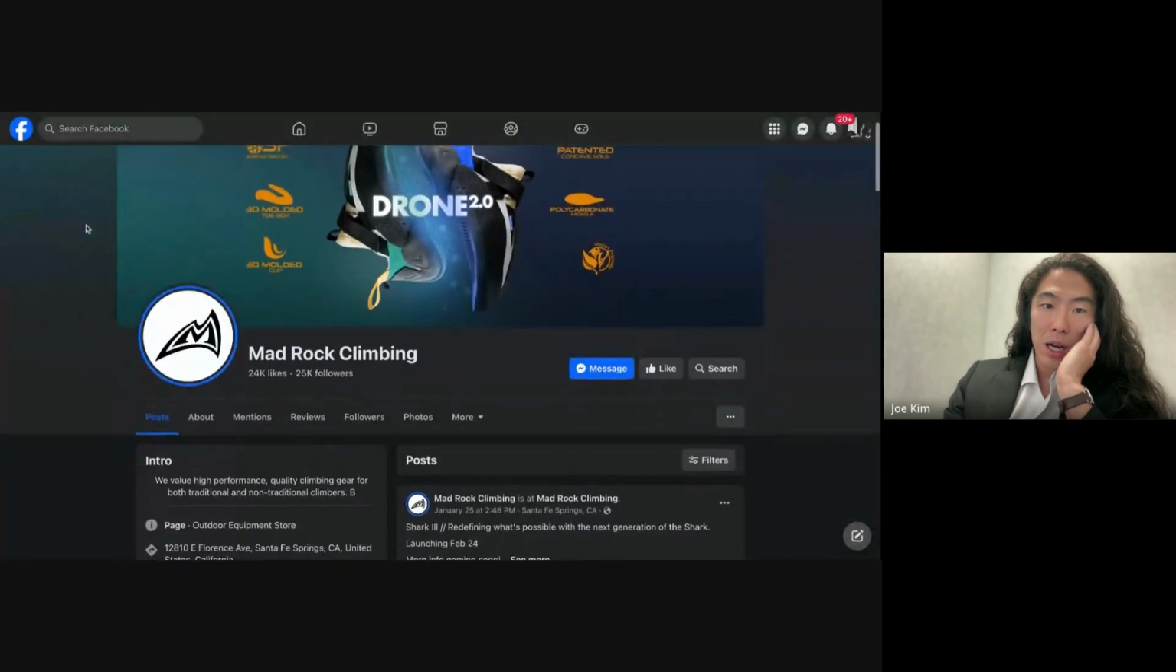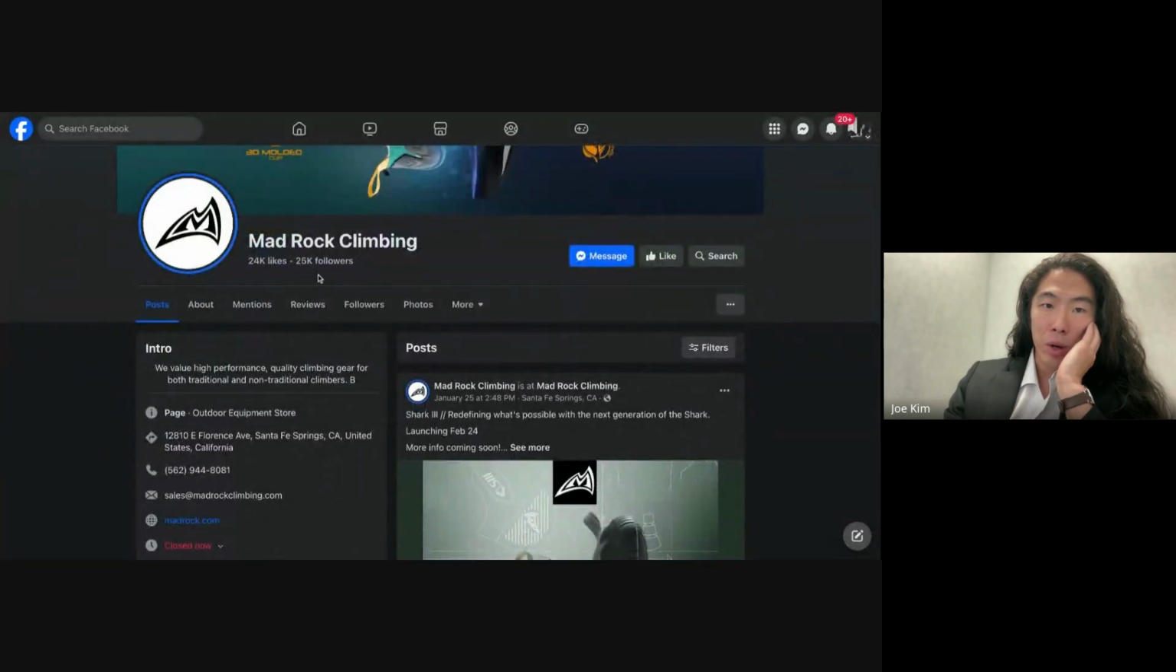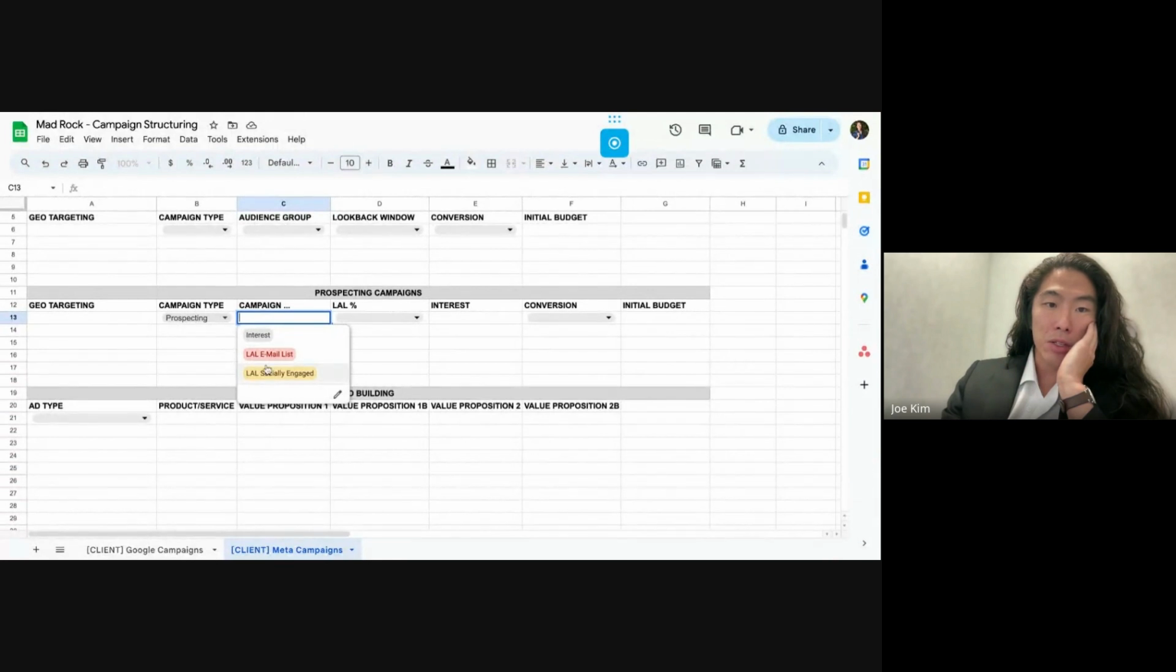We've also got their Facebook page, 25,000 followers on Madrock Climbing on Facebook. Between the two, you've got 60, 70-ish thousand followers. That's a pretty robust social following count. So both are worth retargeting if those users have engaged with social, as well as probably big enough audiences to have some good prospecting lookalike audiences built within the platform. So all of these are definitely worthwhile.